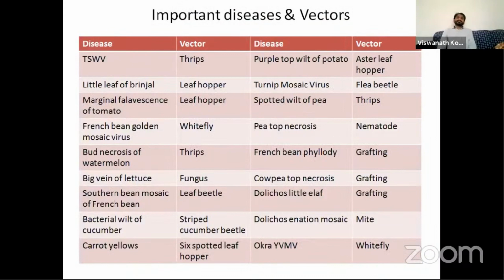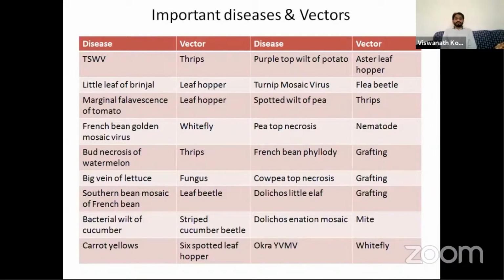So, important diseases and vectors. Generally mosaic diseases are transmitted by whiteflies, aphids and whiteflies. Tomato spotted wilt virus is transmitted by thrips, little leaf of brinjal by leaf hopper. And you can go through this table, you can read what the different diseases are and what the vectors of those diseases are.